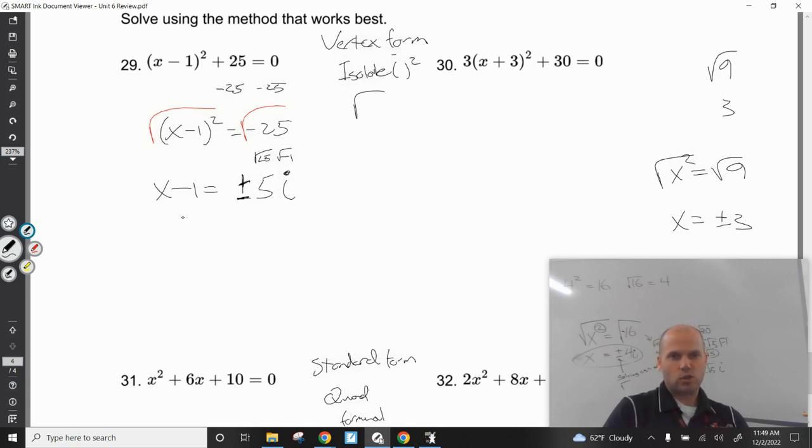How do you get rid of the minus 1? You add 1. This is just algebra, guys. It's just algebra. Don't forget about your rules.